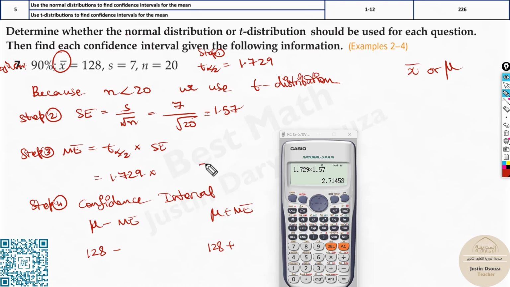Over here, the answer is 2.71. This substitution would be 1.57, which we found over here. Now here, all we do is 2.71 on both the sides. Let's do it in the calculator.